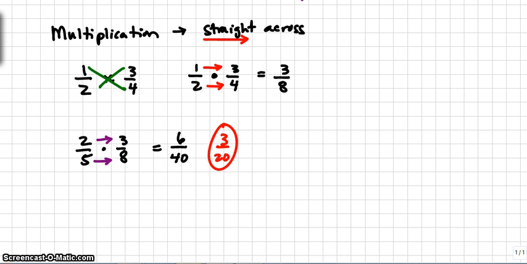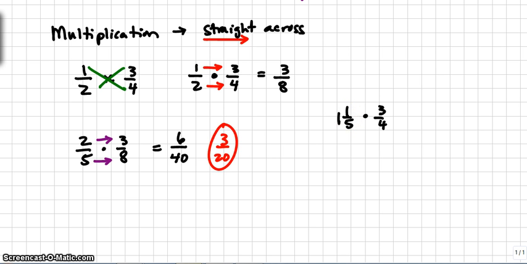Let's do one more problem that involves an improper fraction that you need to multiply. What about a problem like 1 1/5 times 3/4? You wouldn't want to apply the same principle here of multiplying straight across. You'd want to turn this mixed number into an improper fraction first.